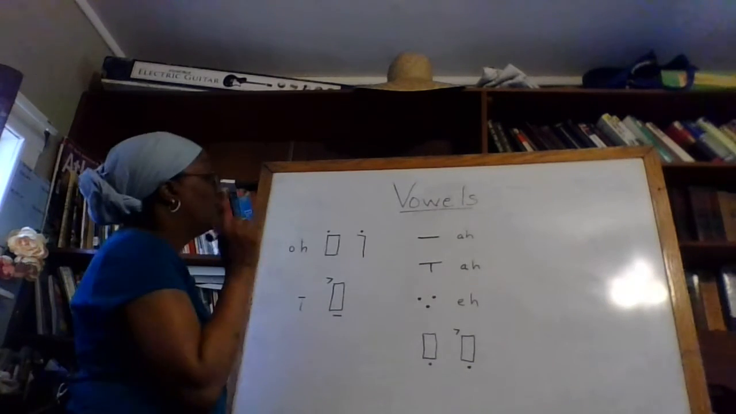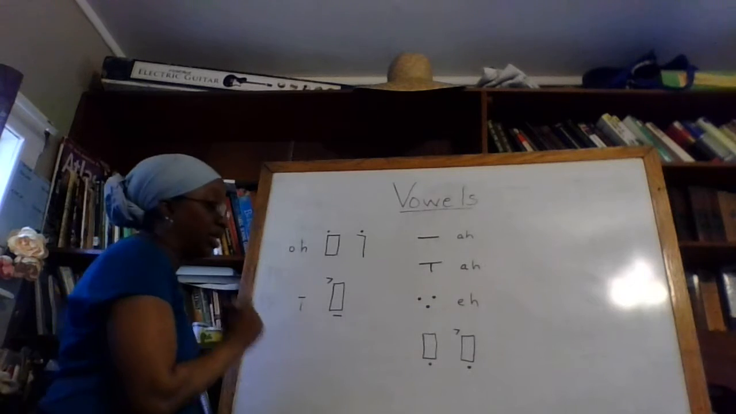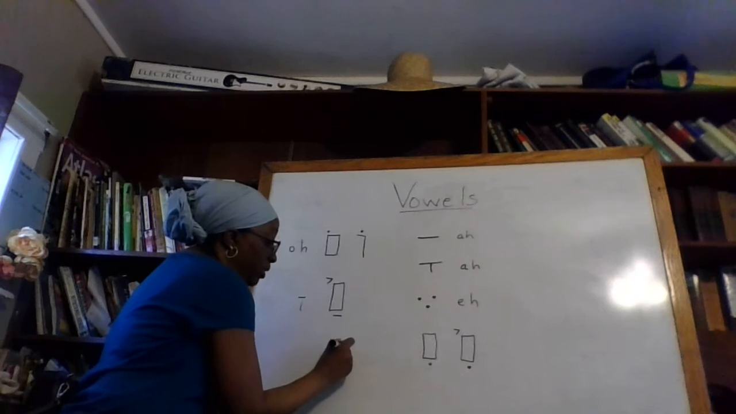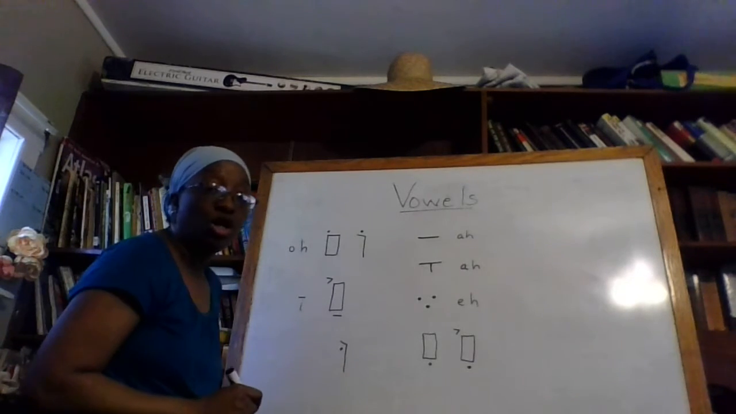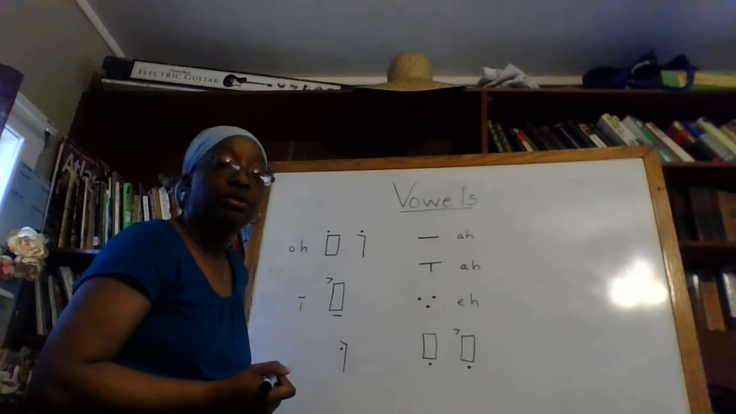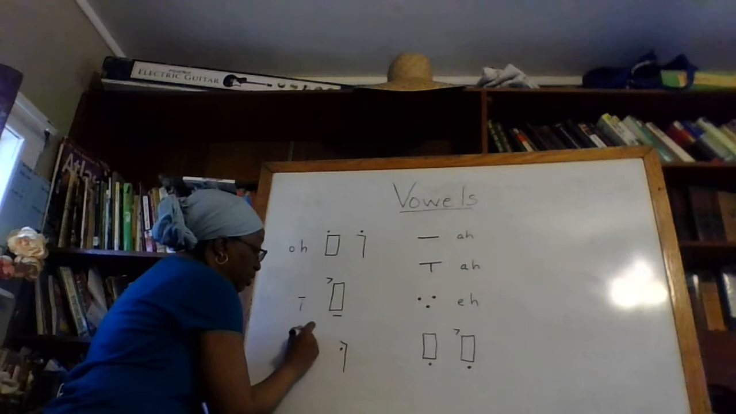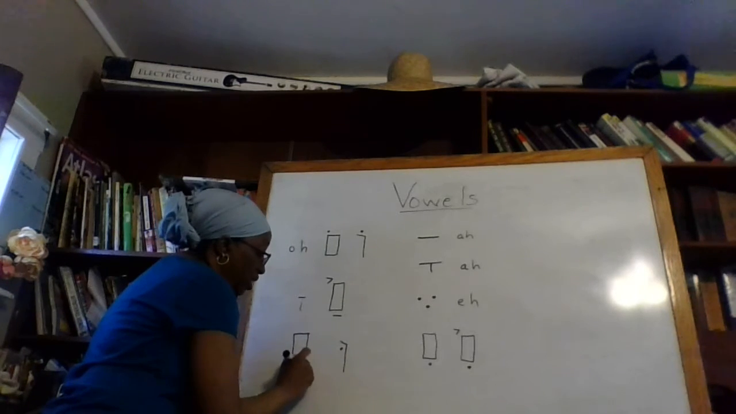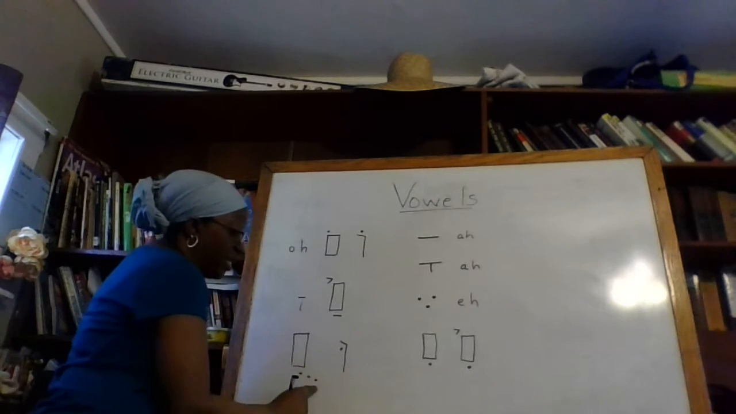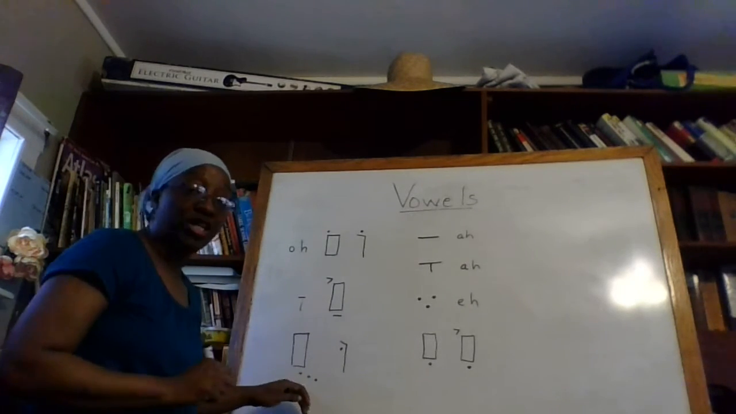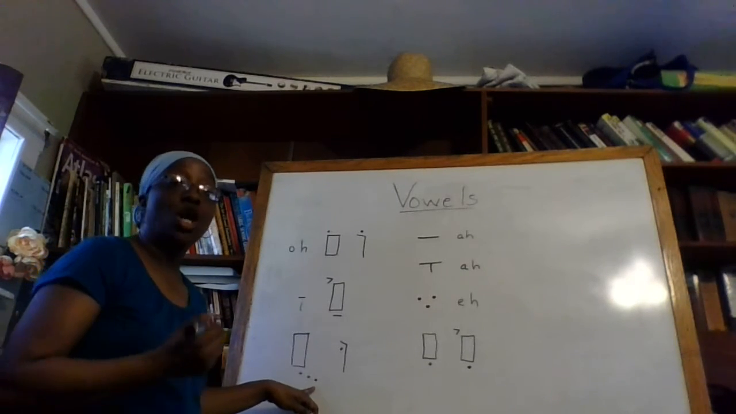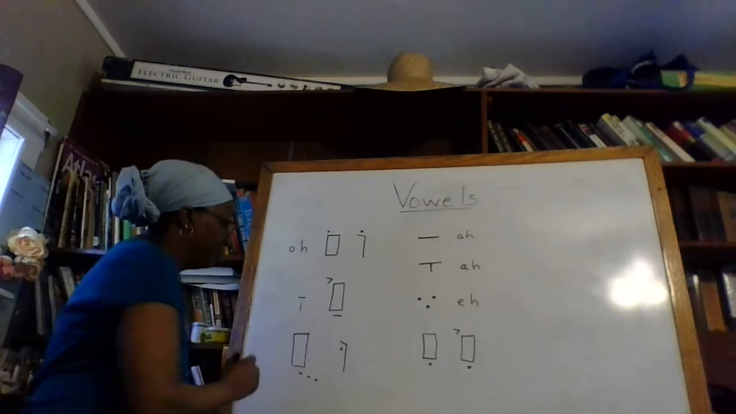Last but not least, we'll go over the oo sound. So if you write a yod and put a dot in the middle, this makes the oo sound. Or, and we're just using these rectangular boxes for placement, if you have three dots going in a diagonal direction under a letter, it also makes the oo sound.